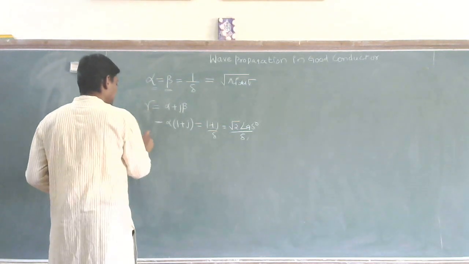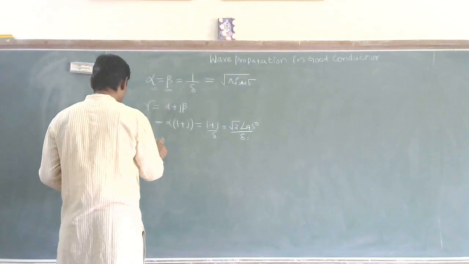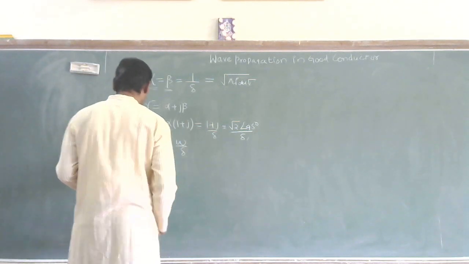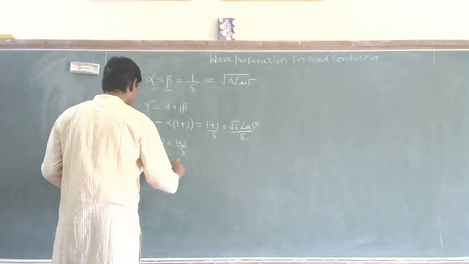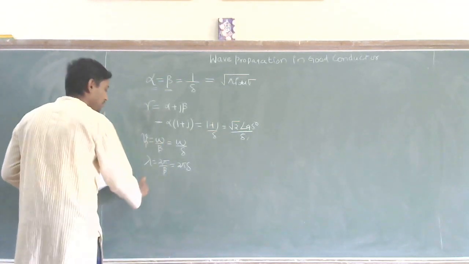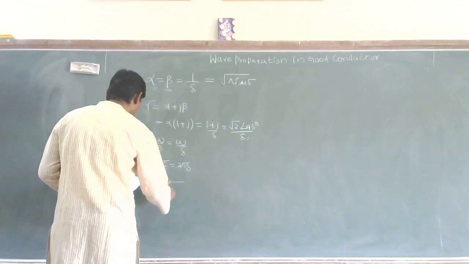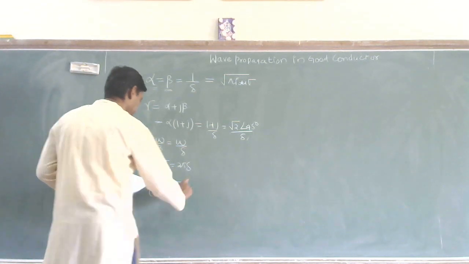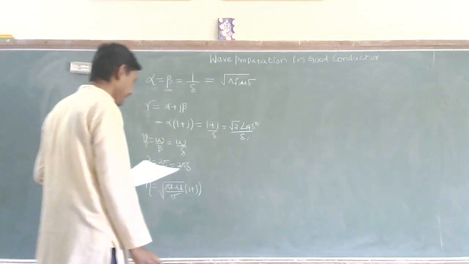Next, we know that the phase velocity of propagation is given by omega by beta, which is omega times delta. And lambda is equal to 2 pi by beta, which we can write as 2 pi delta. And we know that the intrinsic impedance of the medium is given by root of pi f mu by sigma into 1 plus j.